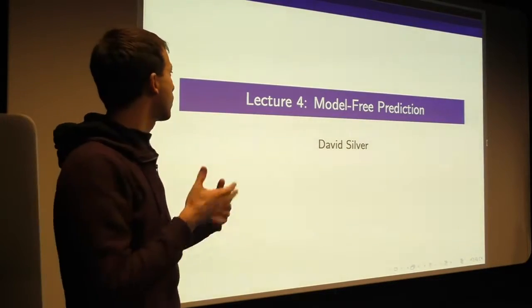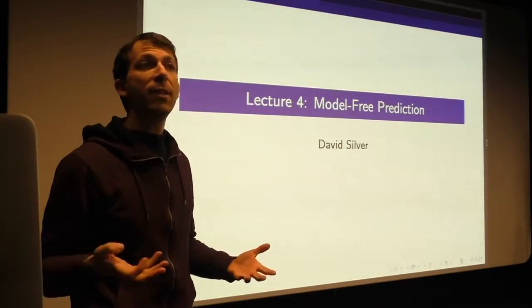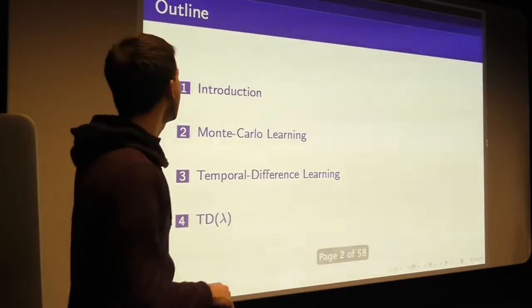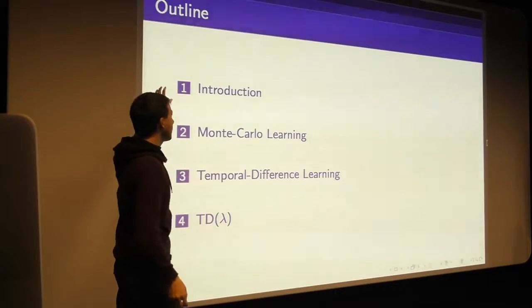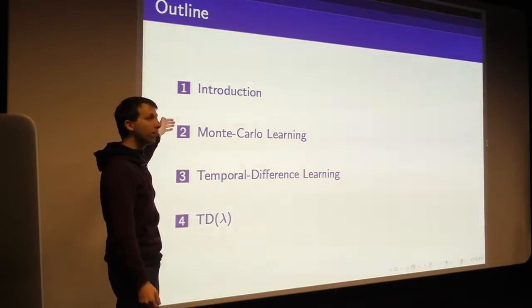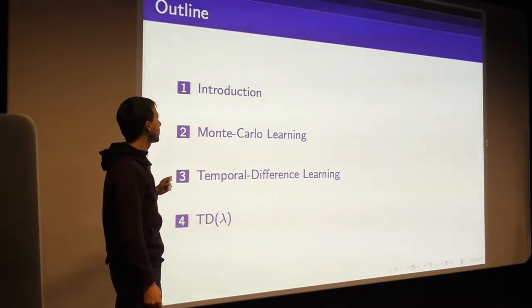So methods for which no one tells us the environment, and the agent still has to try and figure out the optimal way to behave. So we're just going to start by introducing the basic ideas. And then there's going to be two major classes to model-free prediction that we're going to talk about.